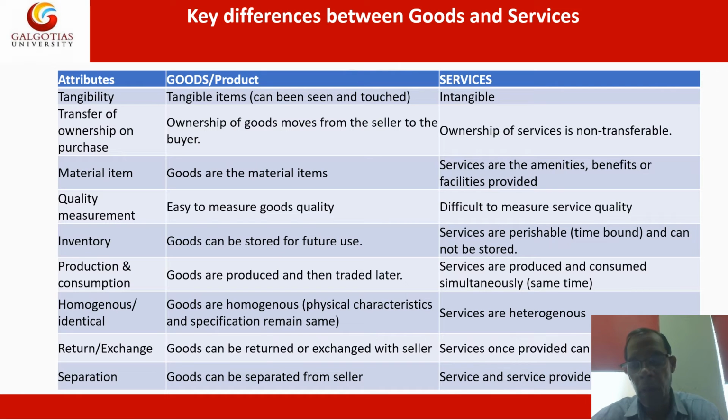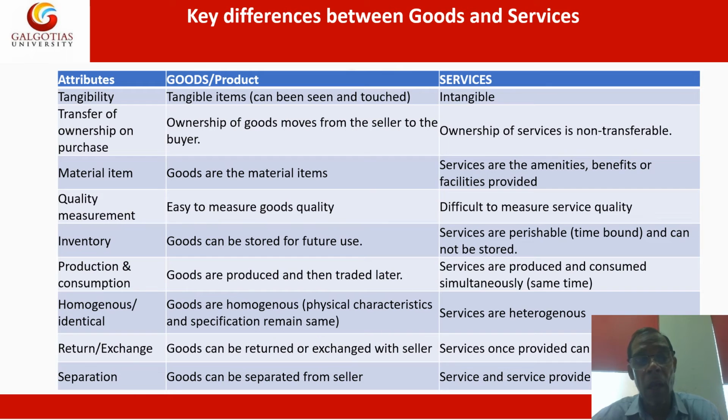Quality management. In case of goods, quality can be measured easily with dimensions, weight, volume, viscosity, density. But in case of services, it's very difficult to measure the service. It can be measured by taking feedback from the customer, how good or how poor the service is. Inventory: the goods can be stored and stocked, while the services cannot be stocked. They are perishable.